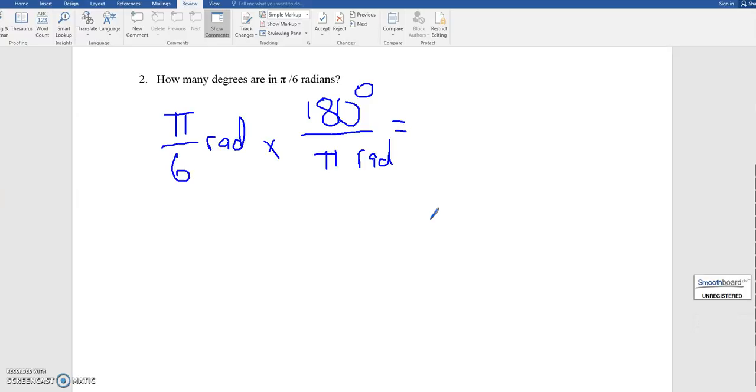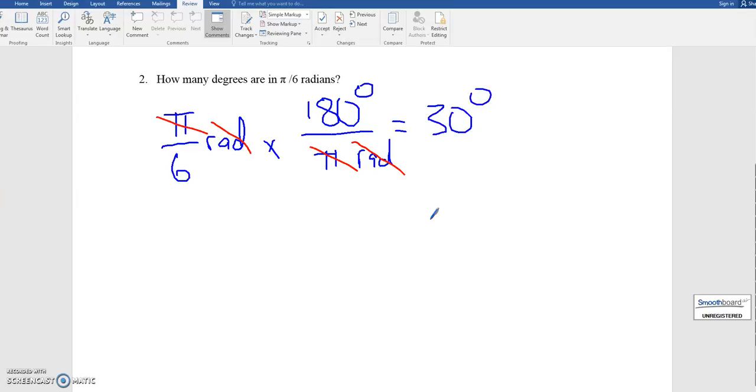Again, if this concept doesn't quite make sense, make sure you jot down a question here and you're ready to discuss it in class tomorrow. When I do this, the radians will cancel out, and also the pi's cancel out, right? One in the numerator, one in the denominator. So I just need to simplify 180 over 6. 180 over 6 will, in the end, become 30 degrees.